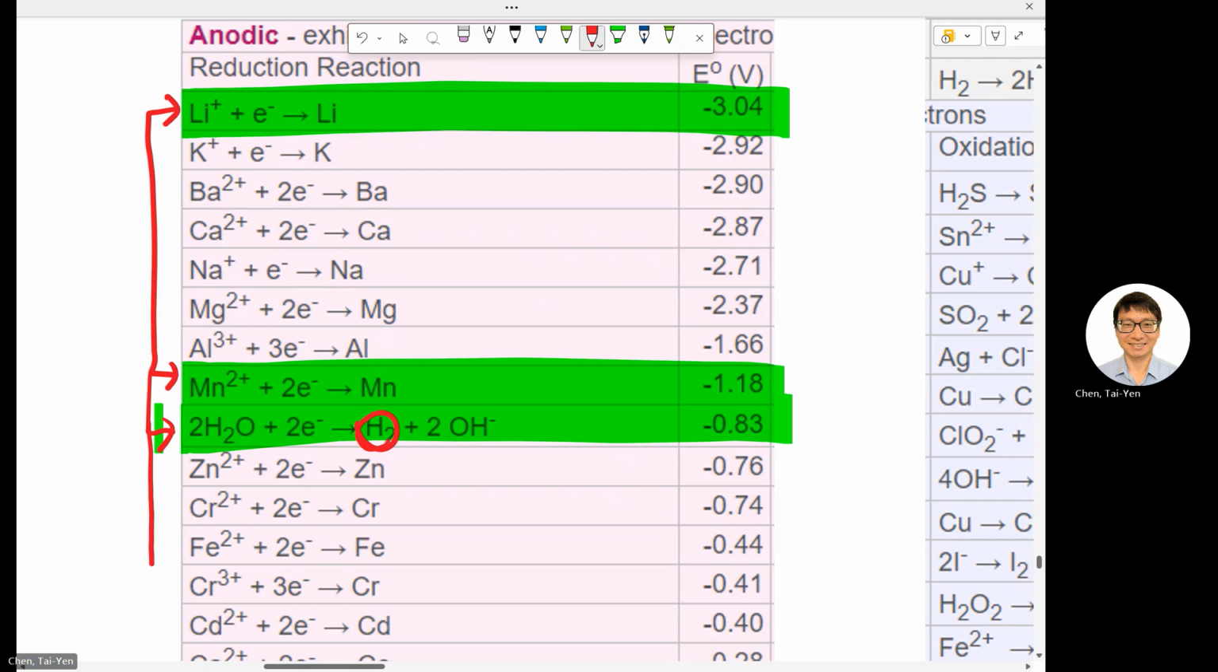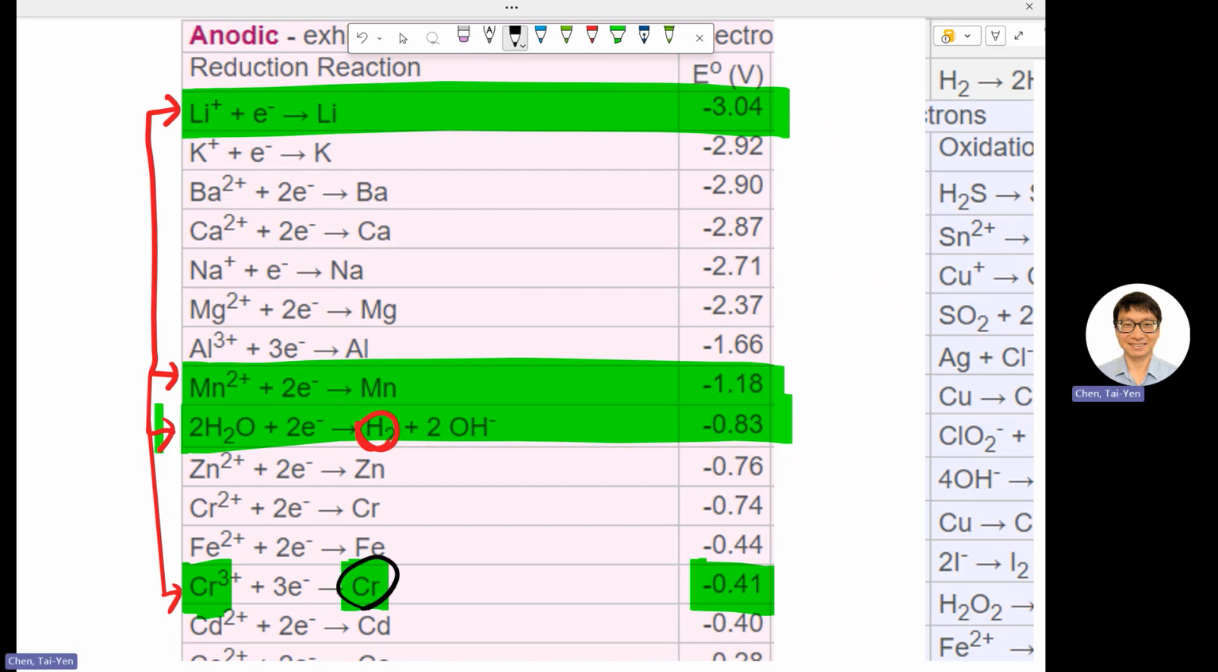One more. Now I have four species. You have your Li+, Mn2+, H2O, and Cr3+. What will be the product you're going to see at the cathode? I think most people now see this, right? Since this guy has the less negative potential, therefore the reduction product of this guy, which is your Cr, will be the answer. Is that clear?